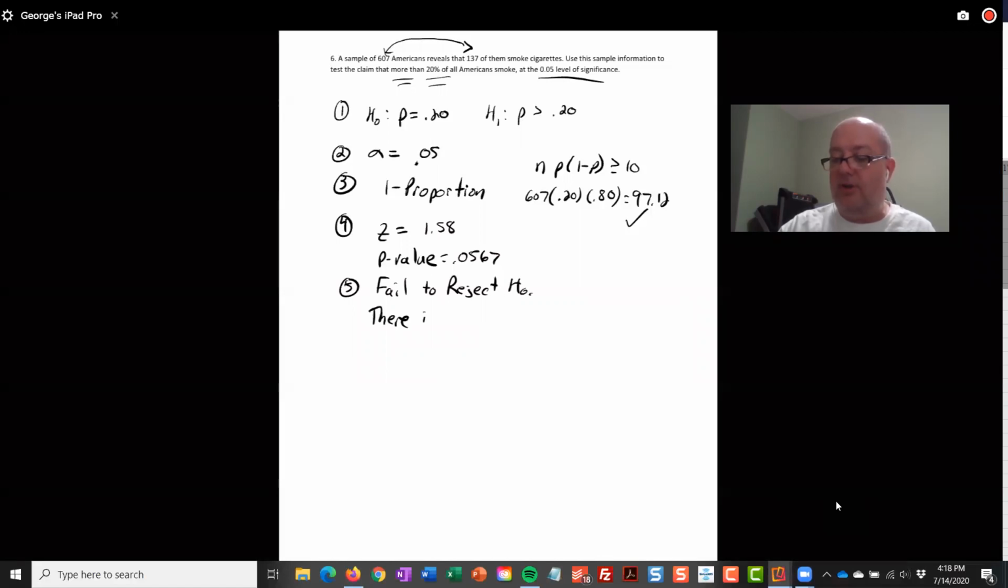And that means there is not sufficient evidence to support that. And what does H1 say? Here it says that more than 20% of all Americans smoke.